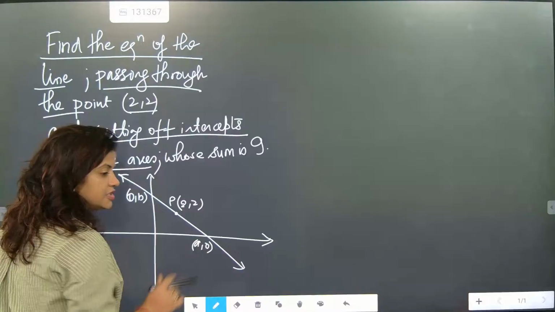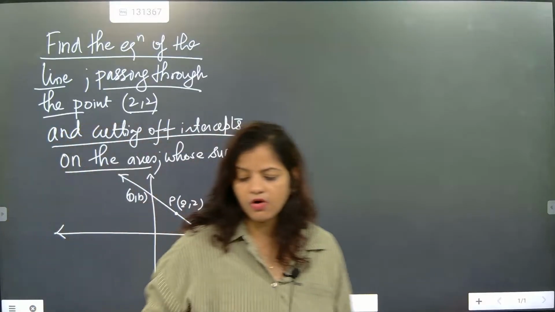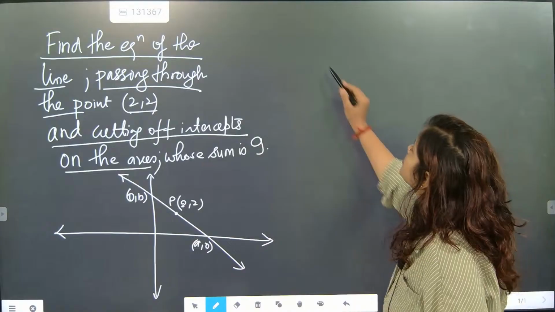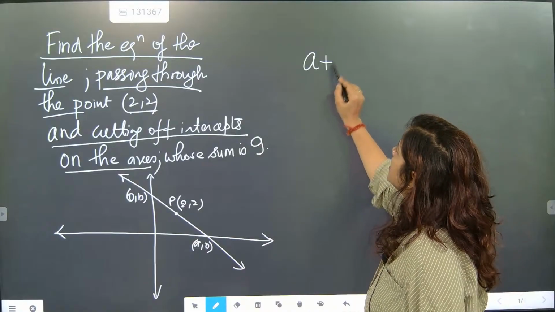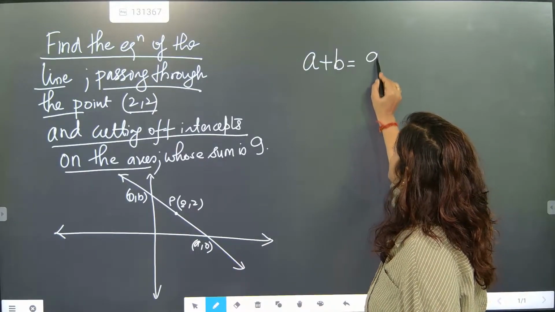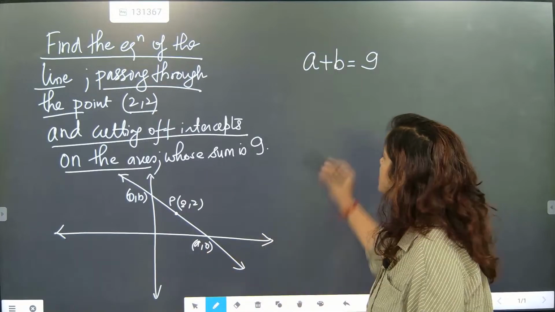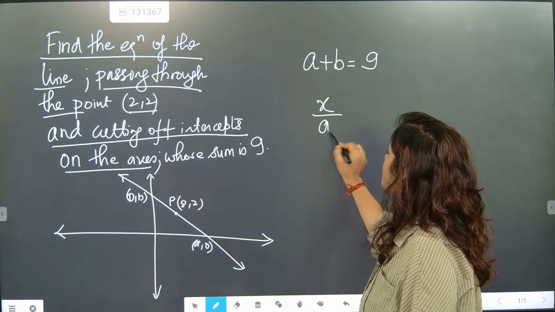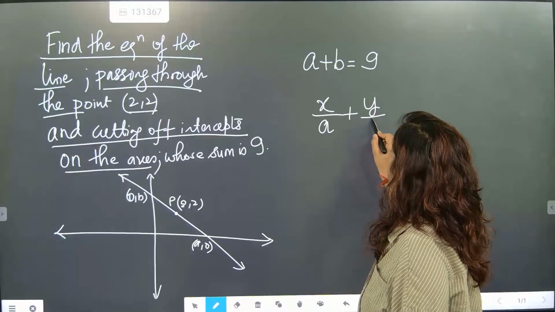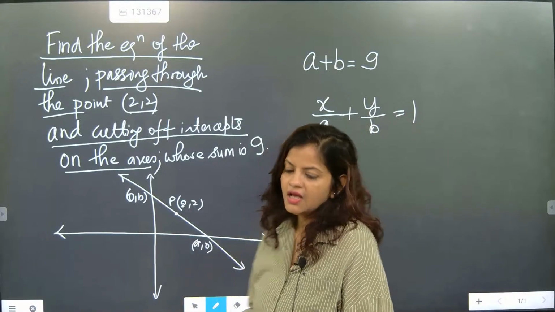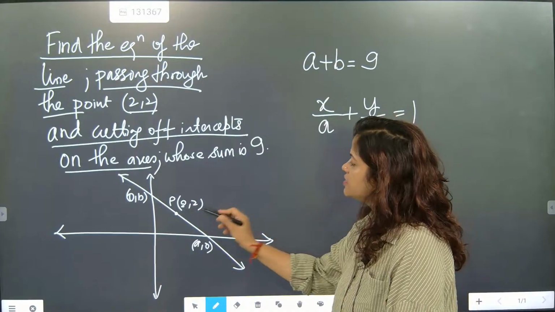So here the sum of intercepts is given. What is the sum of intercepts here? The sum of intercepts means a plus b is equal to 9, given. This is exactly the thing that is given. So what is the equation of a line in intercept form? x by a plus y by b equal to 1. This is the equation of the line, and in this line only this point is present.